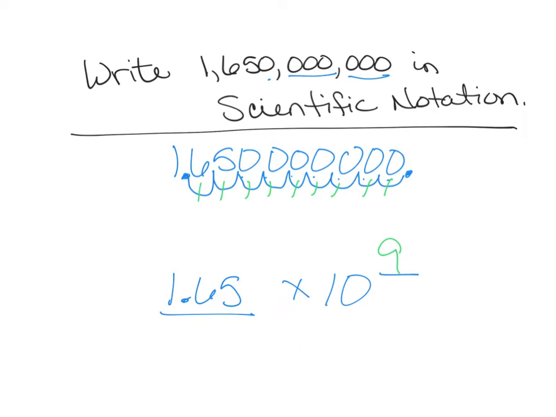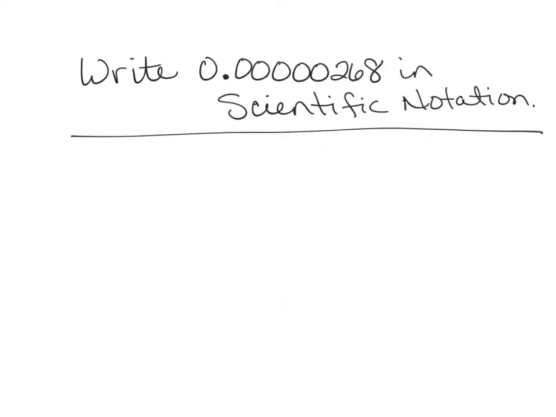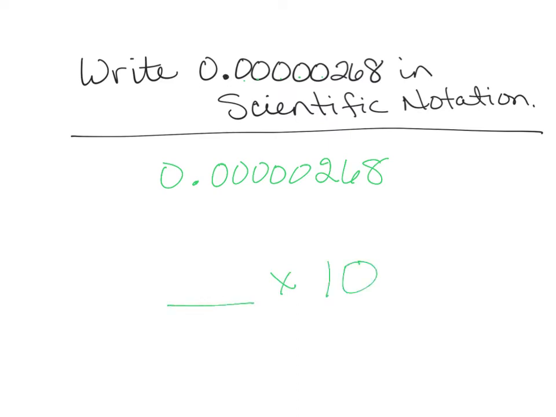Let's try a really small number. So I'm going to write my number, and I got 1, 2, 3, 4, 5 zeros, then 2, 6, 8. So again, I know it's something times 10 to the power of, and now it's going to be a negative exponent because this is a small number. So move my decimal point. I'm going to go past all these zeros.